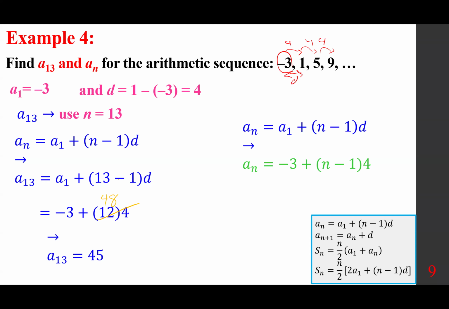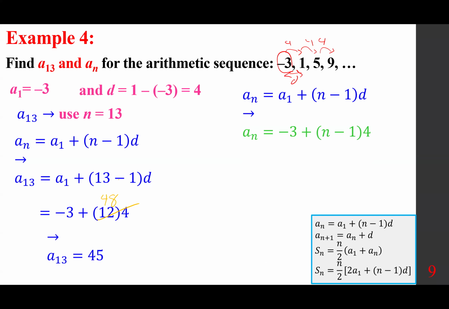What about a sub n? We use again the same formula and replace what we have, and we are going to simplify accordingly. So we are going to distribute the 4. So we get -3 plus 4n minus 4. We can add these two, and a sub n is 4n minus 7.